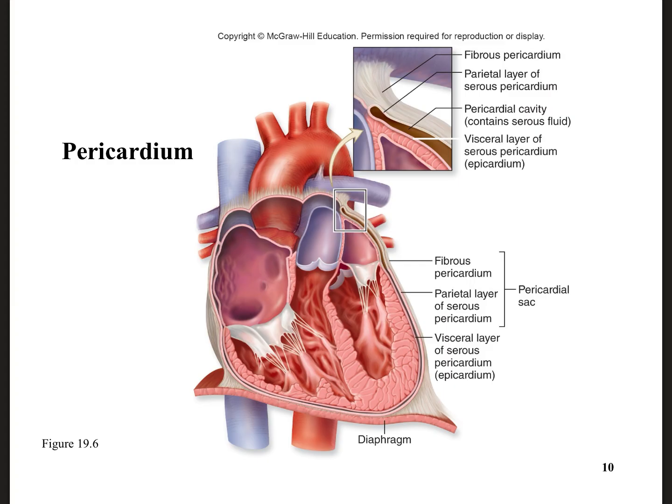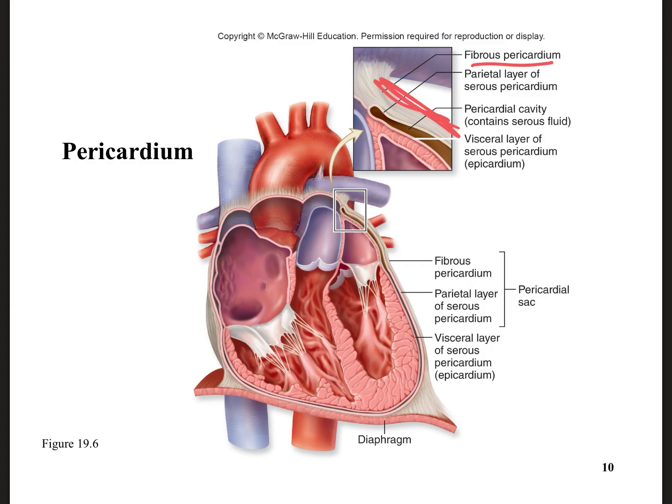The pericardial cavity, and the heart is encased within the pericardium. The pericardium has two different parts to it, a fibrous part and a serous part. The fibrous part sits on the outside, holds the heart in place, and actually attaches the heart to the diaphragm. Okay? So you have a fibrous pericardium on the outside.